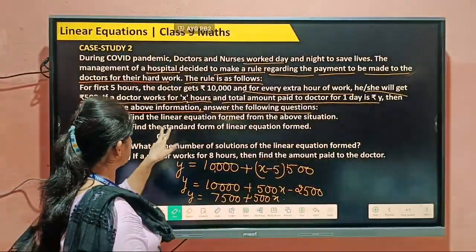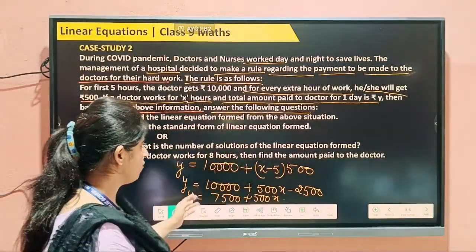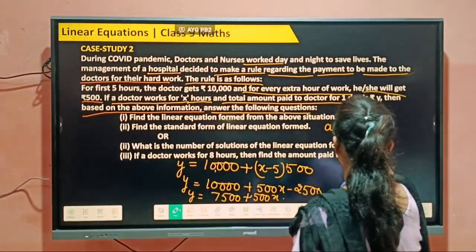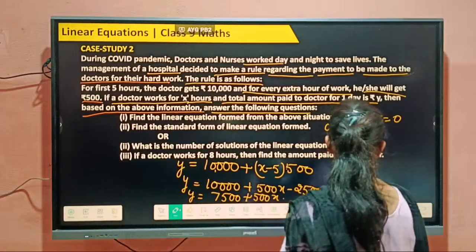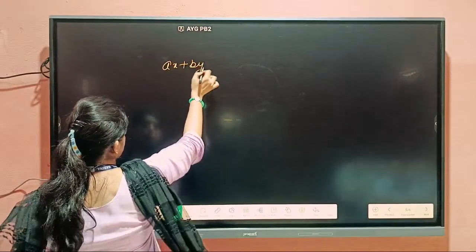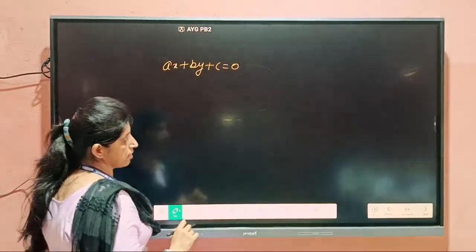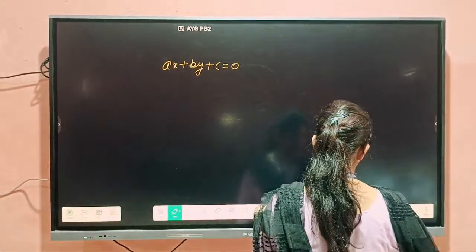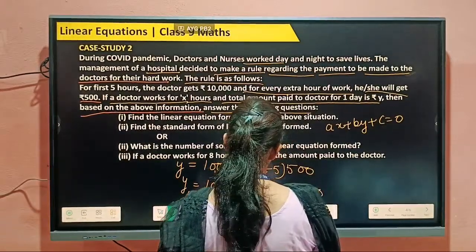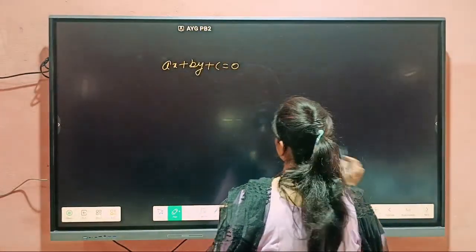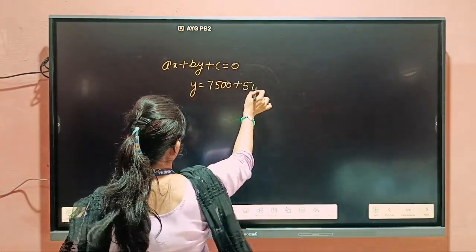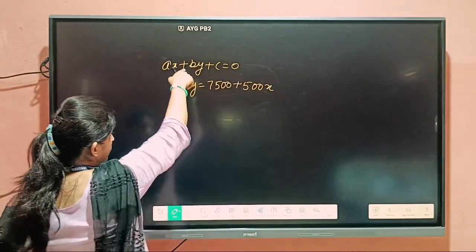Next, find the standard form of this linear equation. What is the standard form of a linear equation? That is ax plus by plus c is equal to 0, right? Ax plus by plus c is equal to 0. That is the standard equation. So our equation is y is equal to 7,500 plus 500x, right? So we will write in this form.